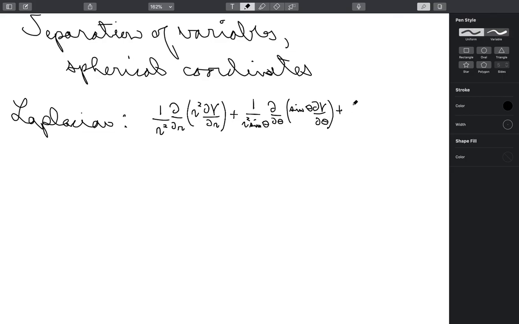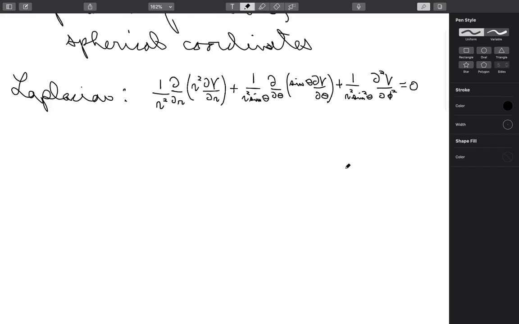Plus then the phi part, 1 over r squared sine squared theta with the second derivative of V with respect to phi. All this has to be equal to 0, if we are just solving the Laplace equation.